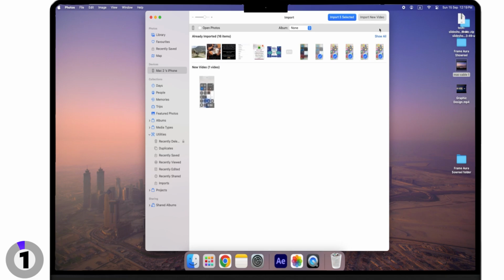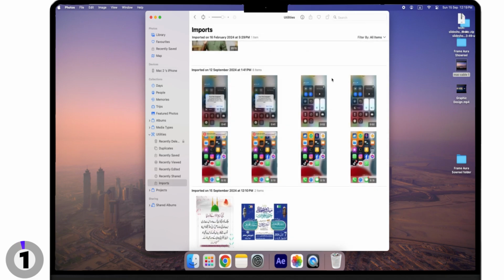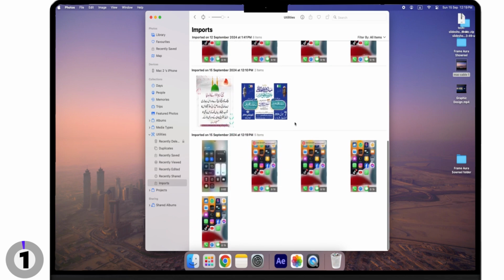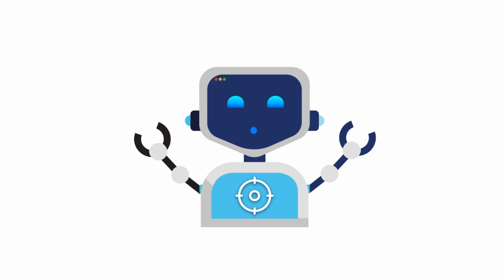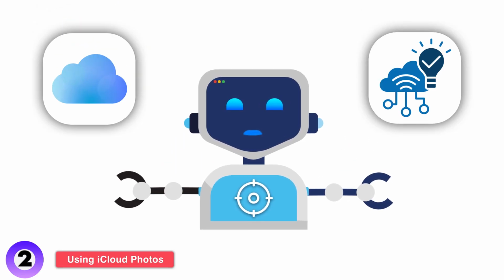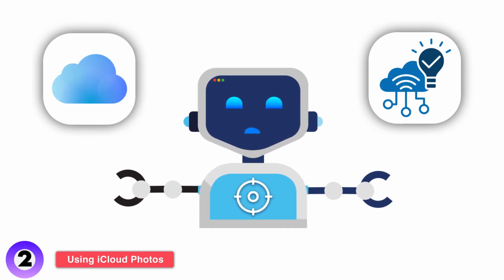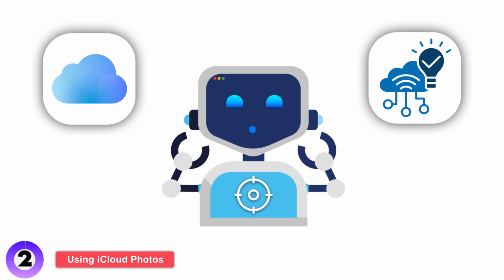Select the photos you want to import, then click the Import Selected button. You can also choose Import All New Photos if you want to transfer everything. Once imported, you can organize your photos in the Photos app or find them in the Photos library on your Mac. If you prefer a wireless solution, iCloud Photos is a great option for syncing your photos across devices.